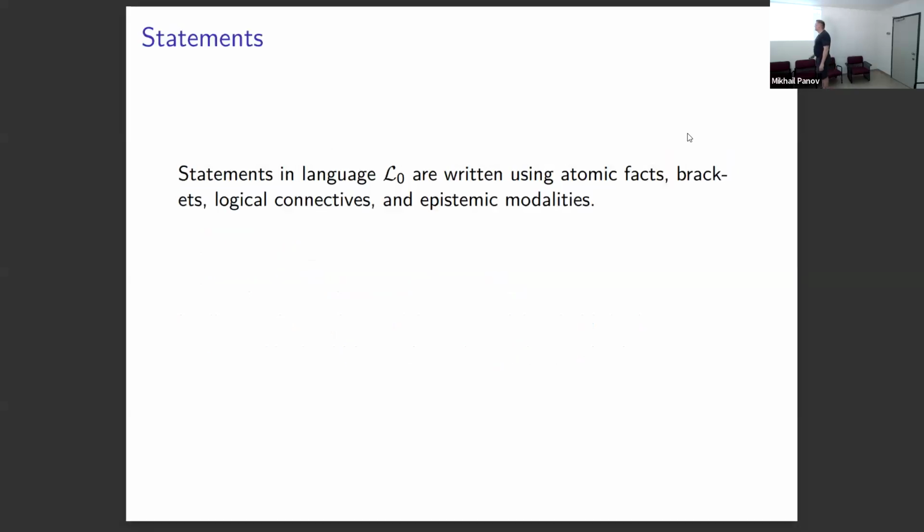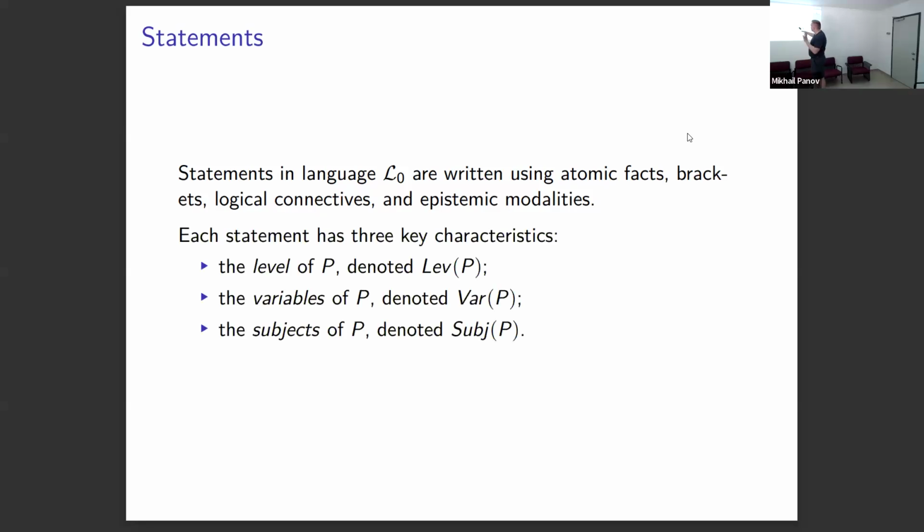Statements in this language are constructed from atomic facts through applications of logical connectives, brackets, and application of epistemic modalities. They are constructed according to some rules, and there are 6 of them. Here are the first 4. First of all, statements as atomic facts will have levels and subjects, and I will keep track of them.